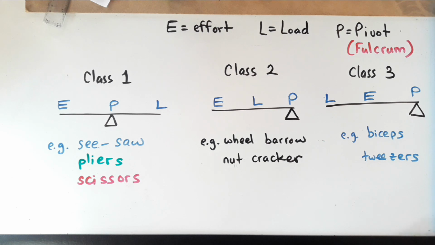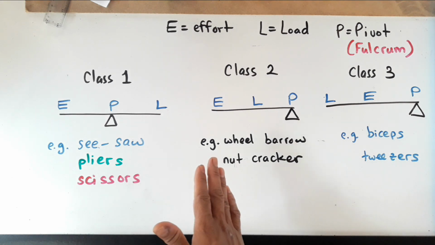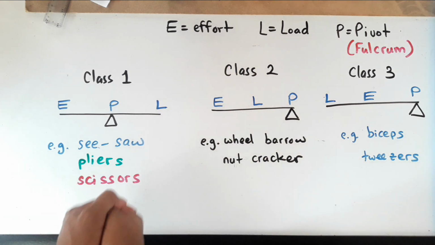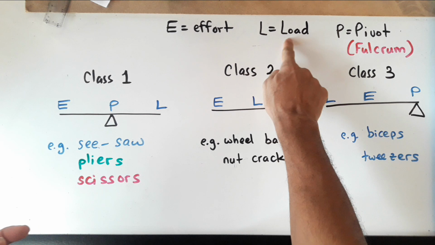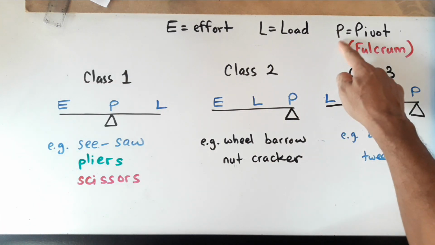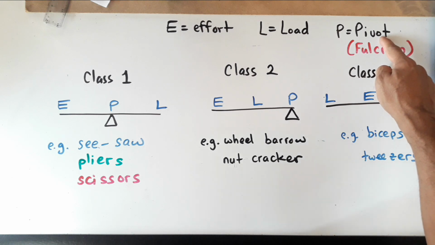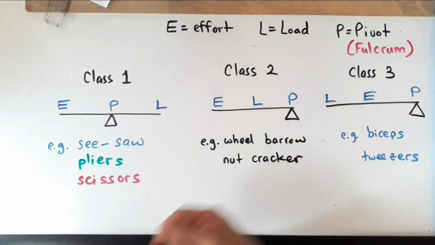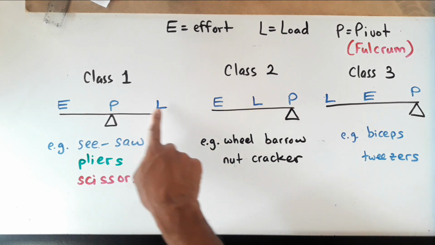So let's just discuss the three different types of levers, three classes. First of all, E is for effort. That is what you are applying. The load, L, is what you are trying to move, right? And the P is the pivot. By now you should know what the pivot is. And the pivot and the fulcrum are the same thing. So I'm going to use E, P, and L.